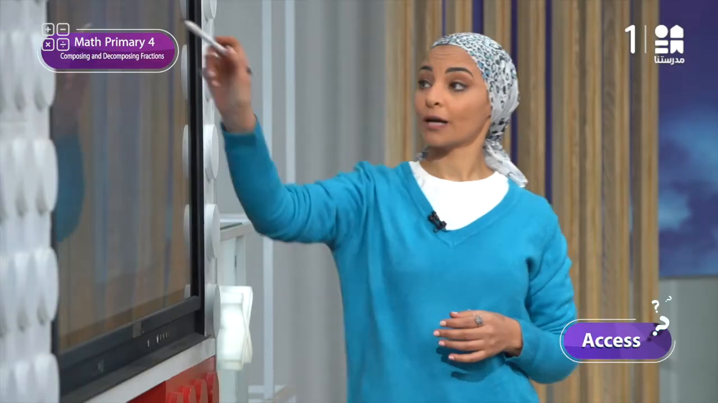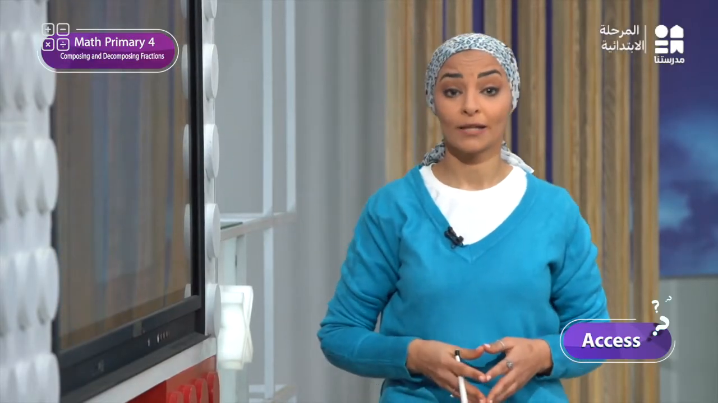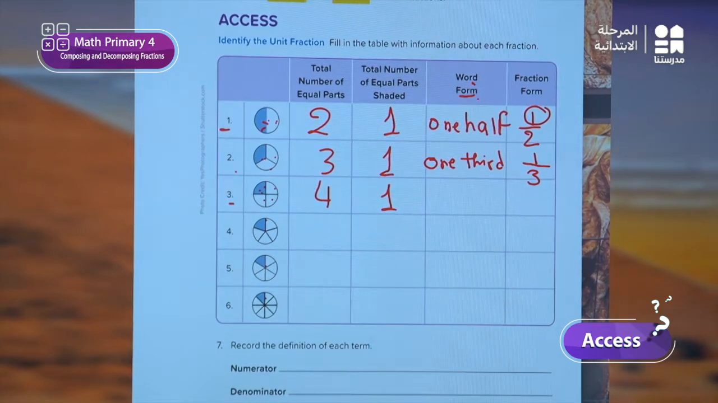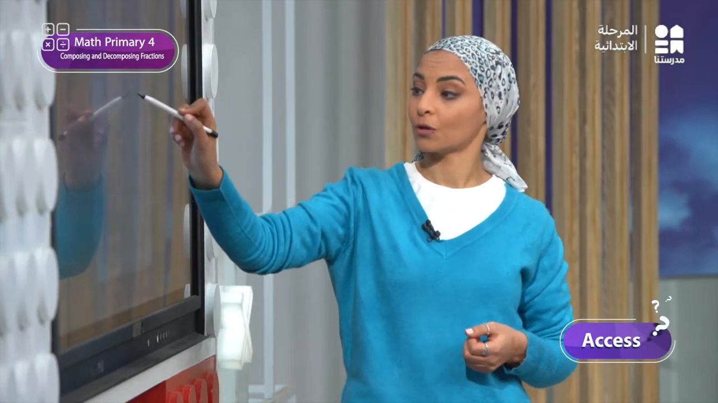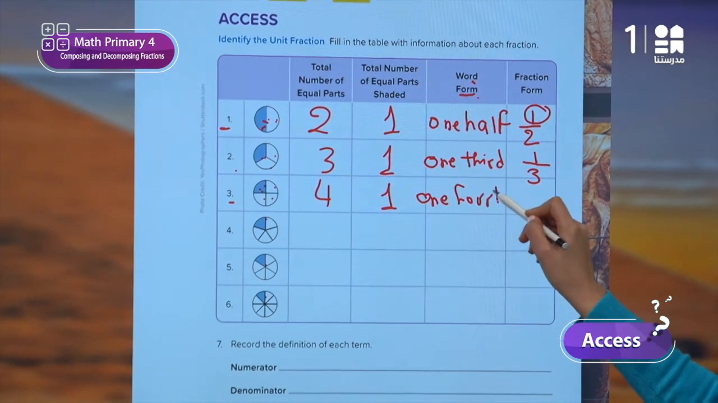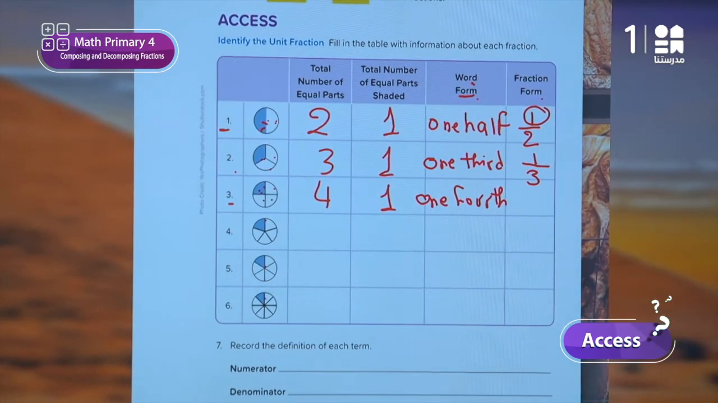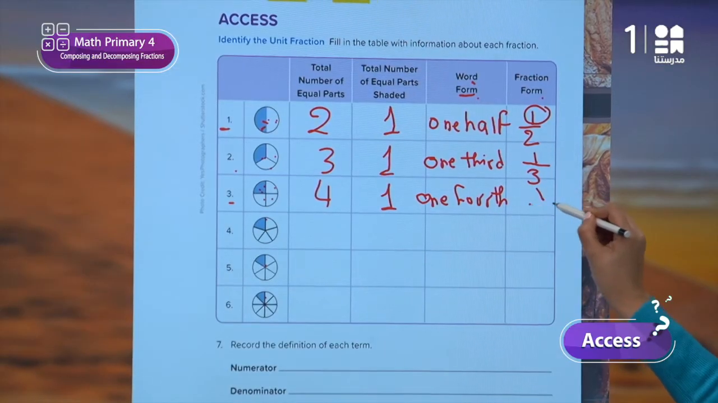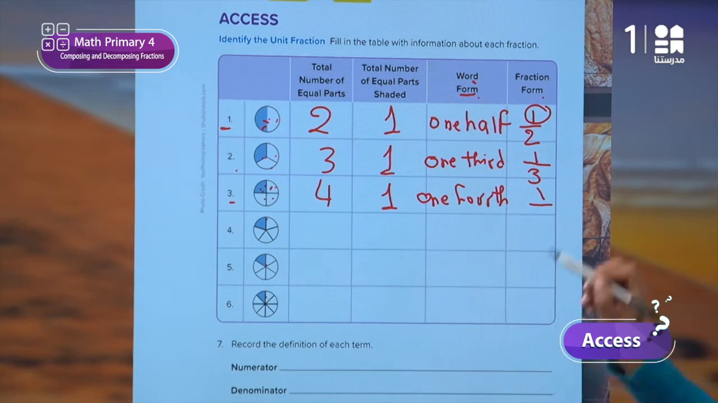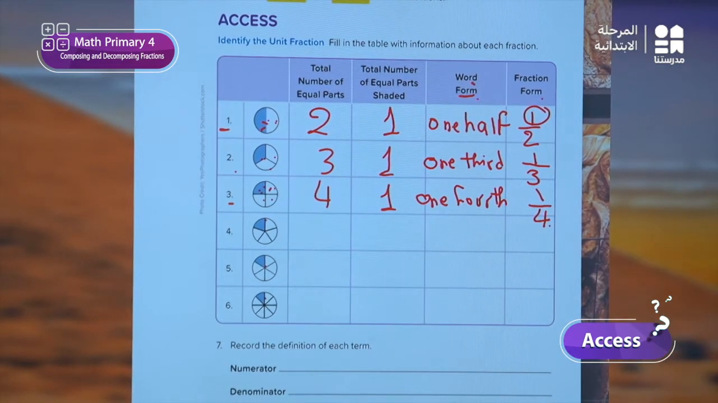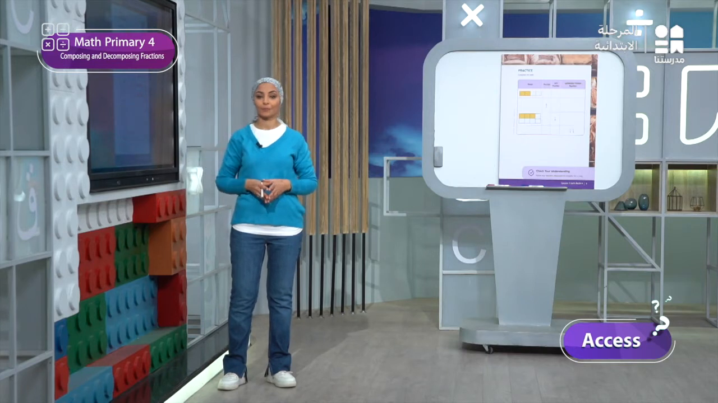If I want to write it in the word form, how can I write it? Yes, 4 equal parts, so the fraction is called 1/4. So, I will write here 1/4. Okay? What about if I want to write it in the fraction form? Of course, I will write the 1 up because I have only one shaded part and all the parts down, which are 4 parts. So 1/4.